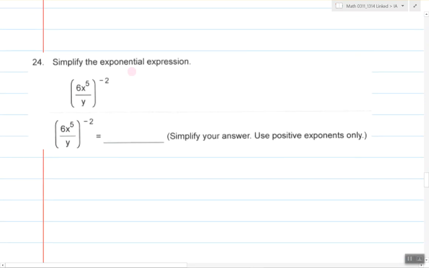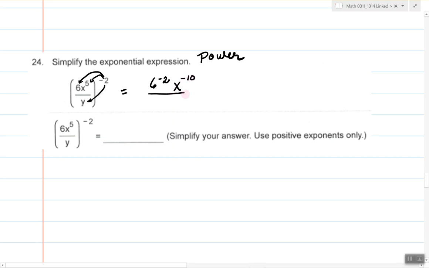All right. What does number 24 look like? Anytime you have parentheses with an exponent on the outside, it is power rule. Every factor is going to get raised to this power. So this is 6 to the negative 2, x to the 5 times negative 2 is negative 10, over y to the negative 2. When you don't see an exponent, like on the 6 or on the y, you know it's a 1. You multiply the outer exponent times 1.